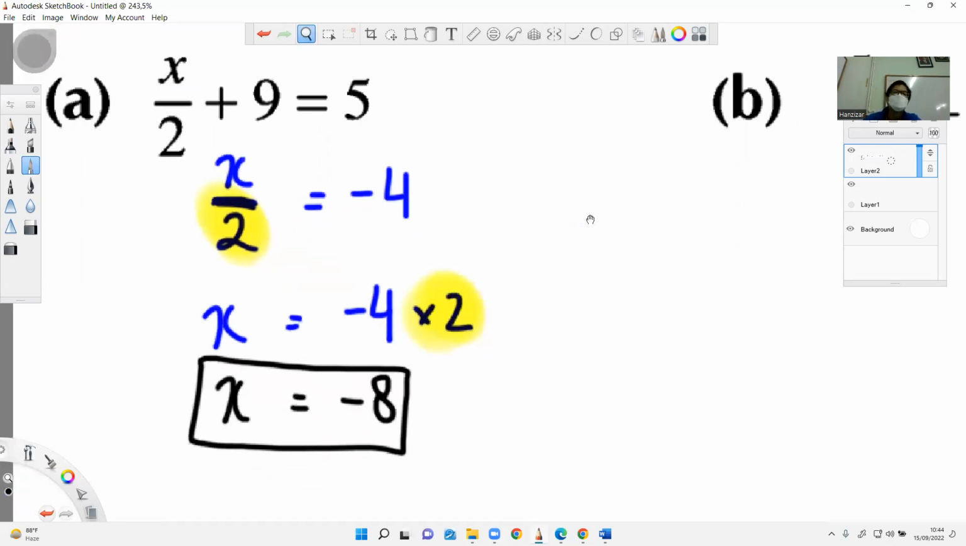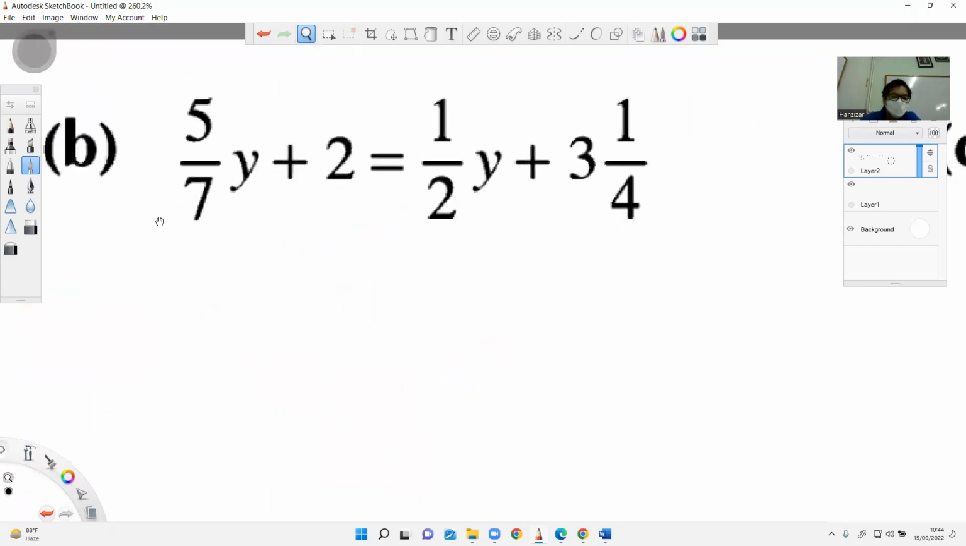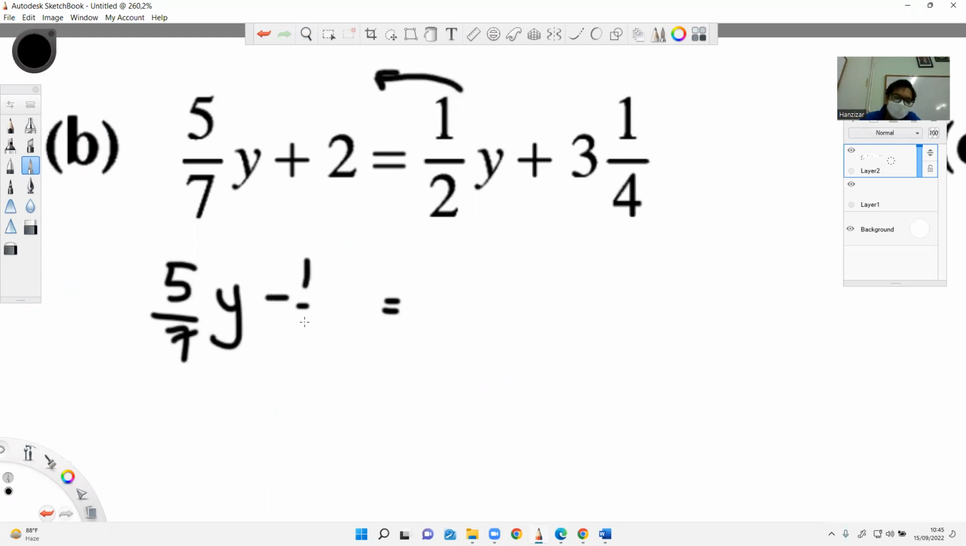Times 3. How about this? Let's see one by one. We still have 2 variables on the right side, so move them over. 5 over 7y minus... equals 3 1/4. You change into 3 1/4, okay. Subtract 2, right? Because the equal sign is important.